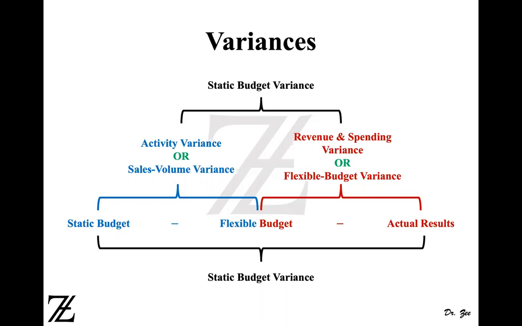The diagram you can see here is also coming from my flexible budget video. As you can see in the diagram, we have a static budget variance, and then we have two branches here, the activity variance and the revenue and spending variance. So static budget variance is the combination. When you add activity variance and revenue and spending variance together, you get static budget variance. Or when you expand the static budget variance and split it into two variances, it becomes activity variance and revenue and spending variance. That's coming from our flexible budget.